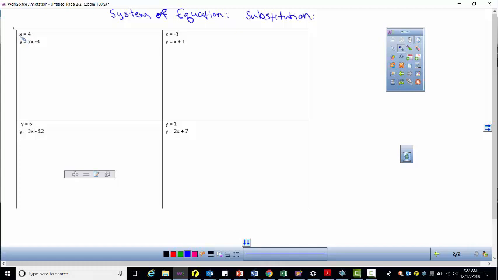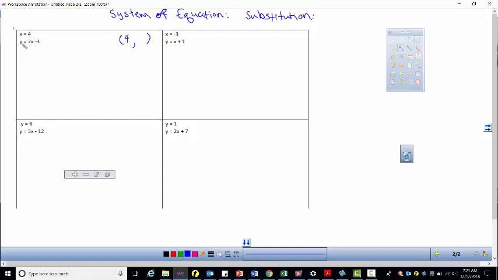So over here, if you look, we have x equals 4 and y equals 2x minus 3. I could graph these, and you still can if you want, but I'm going to show you how to do them with algebra. So x equals 4 is very simple. We already know the answer. Remember when we have the answer, we have an x and a y. So our x is 4. We just have to figure out what the y is.